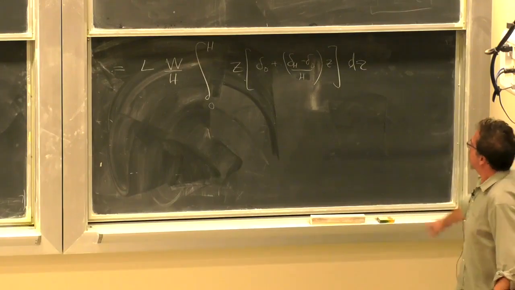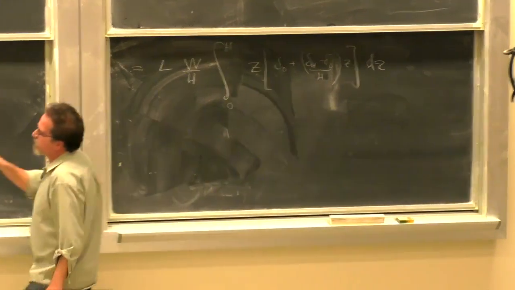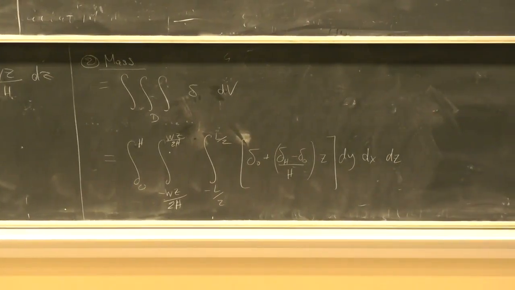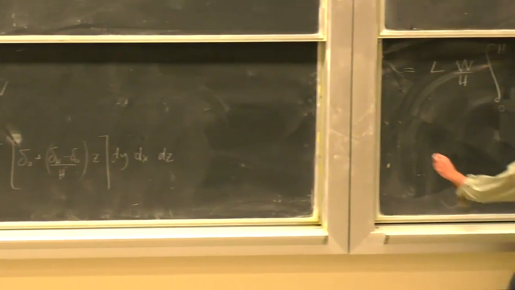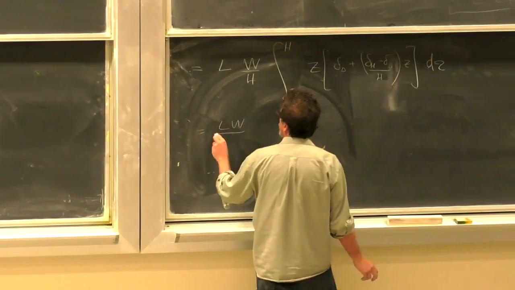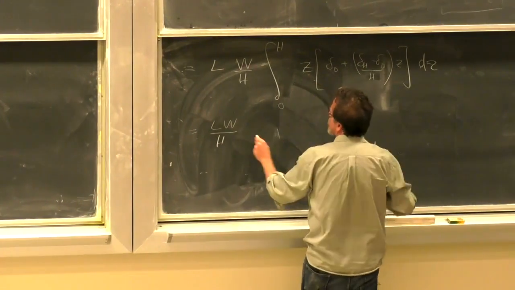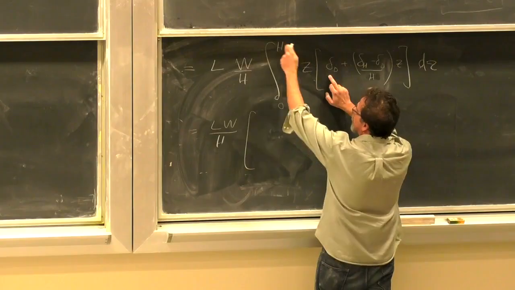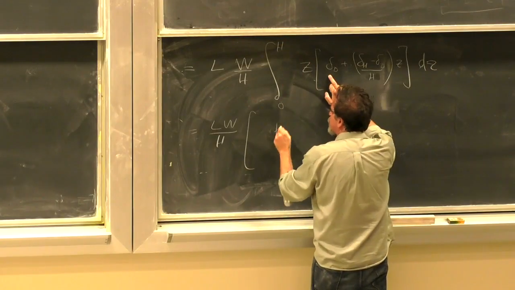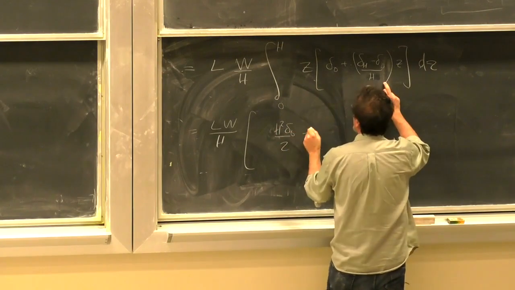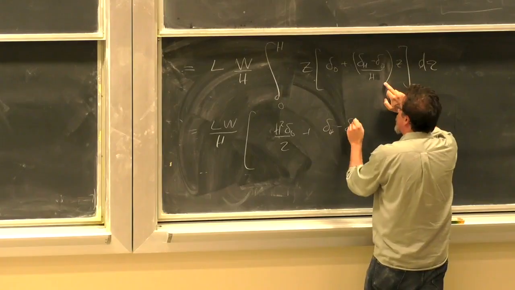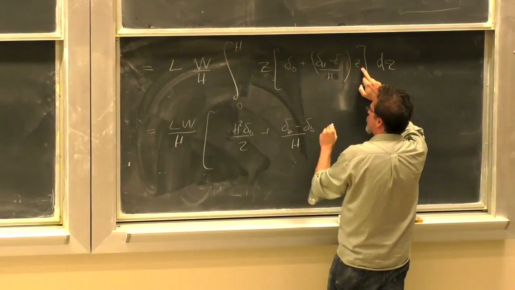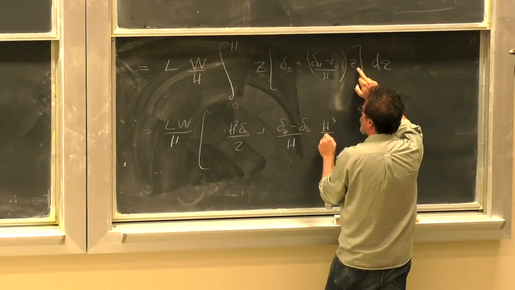Okay? This z came from the wz over 2h, and I just pulled the w over h out front. Now we have length times width divided by height. This is going to be equal to z. When I do the integral, it's going to be z squared over 2 evaluated at h and 0. That's h squared delta 0 over 2 plus delta h minus delta 0 over h. This is z squared integrated, which is z cubed, which will give me h cubed over 3.